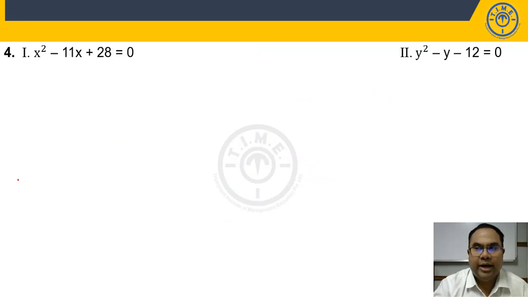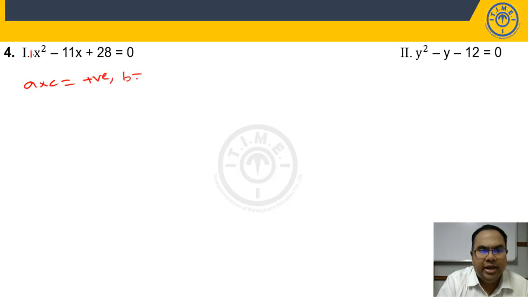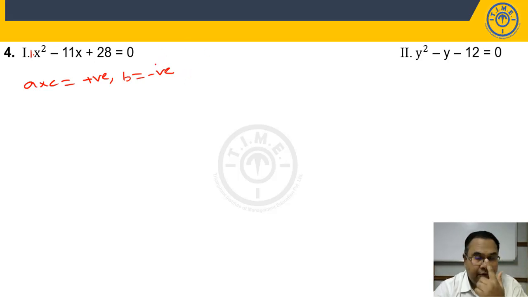Right. Look at this. Now, what is the A coefficient here? The x squared coefficient is A. It is 1. So, what is A into C? Instead of solving the quadratic equation, C is 28 into 1, positive. What is B? Negative. So, A into C is positive and B is negative. B is the sum of two numbers. Now, what is A into C? 28.